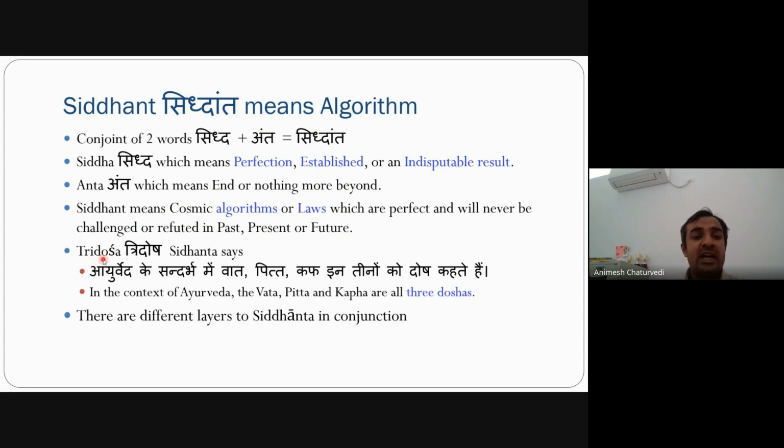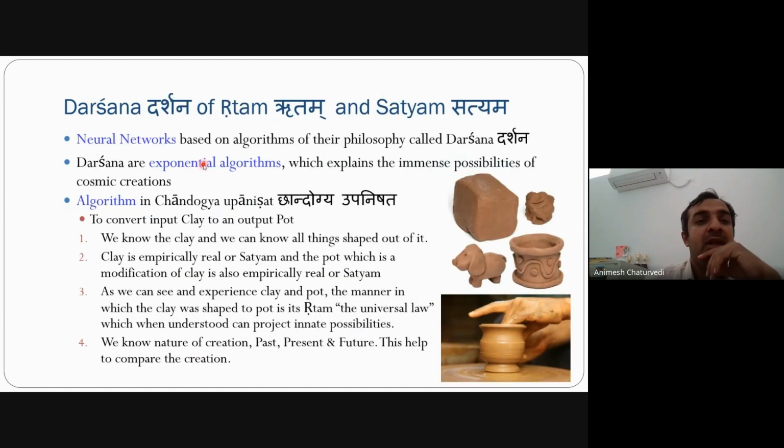So there was a Siddhant related to Tridosha. That is, Ayurveda says that there are Vata, Pitta and Kapha, which are the three doshas of a living entity. So that is the beauty of Ayurveda, that it defined the algorithm or Siddhanta much earlier. So there were different types of Siddhanta in the ancient time. Then there's darshana, about how rhythm was there, how truth was there.